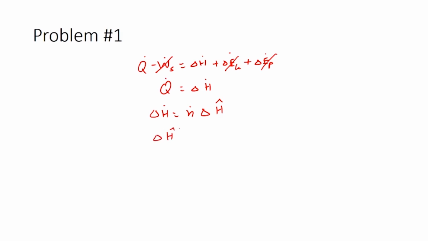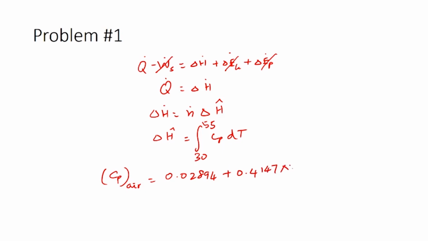So, delta H cap is equal to integral Cp dT, and temperature here increases from 30 degree Celsius to 55 degree Celsius. We can look up the tables or any handbook to get the Cp of air. So, Cp of air with Celsius as the units would be 0.02894 plus 0.4147 times 10 power minus 5 T plus 0.3191 times 10 power minus 8 T squared minus 1.965 times 10 power minus 12 T cube.